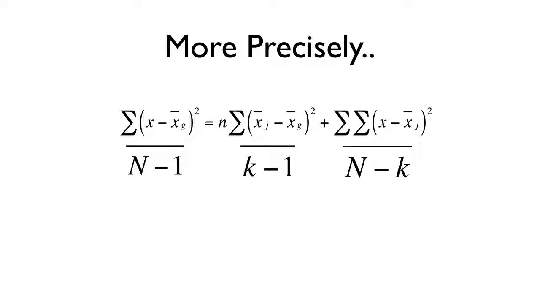This is called partitioning sums of squares. When we partition, the sums of squares add up, and so the degrees of freedom add up to the total.